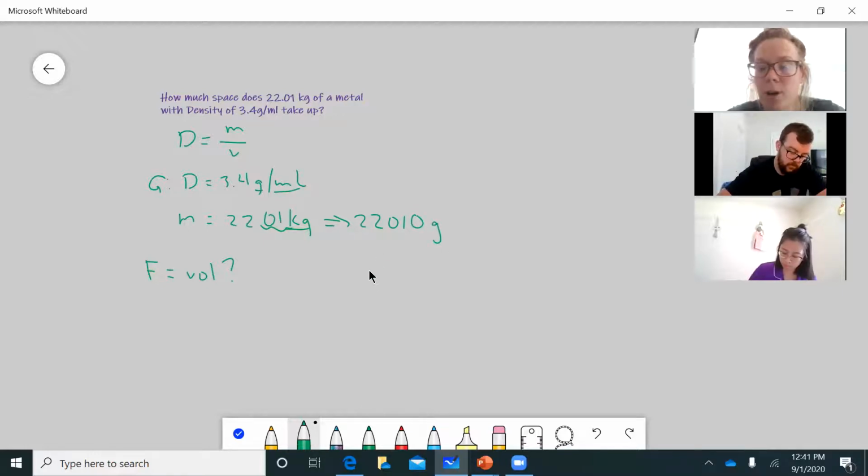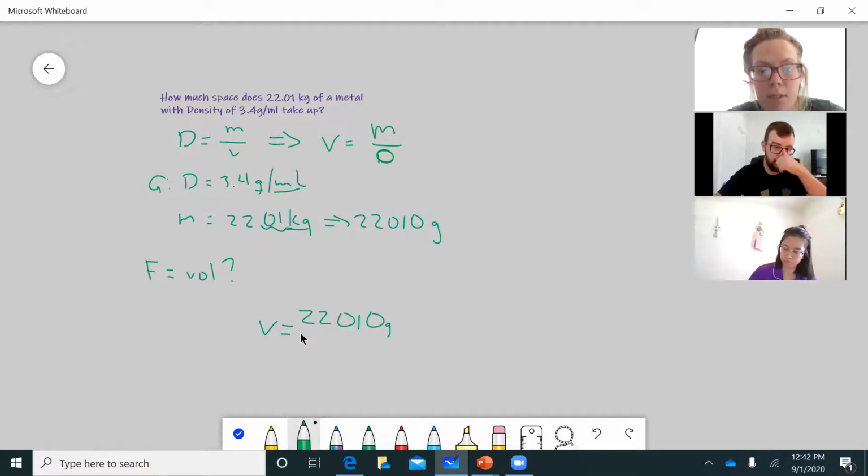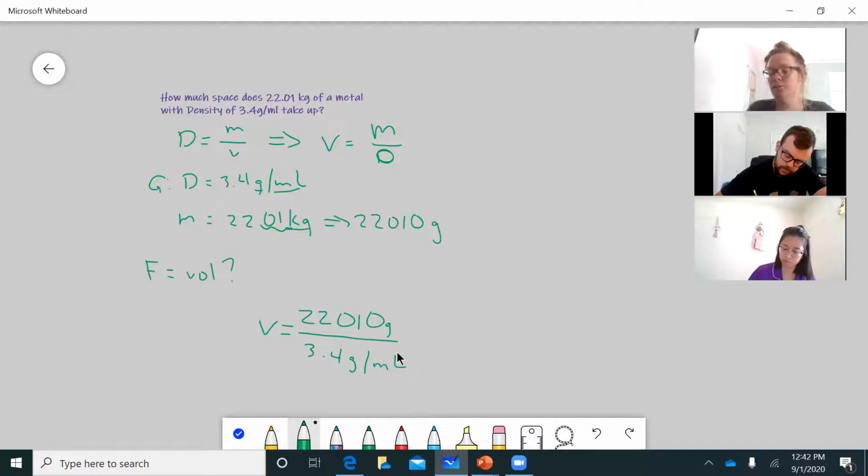grams. Okay. Now I can plug it into my equation of density equals mass over volume. I'm going to isolate for volume. So V will end up equaling mass over density. These two guys will split places, so they'll flip-flop. So now I can figure volume is equal to 22010 grams divided by 3.4 grams per milliliter.